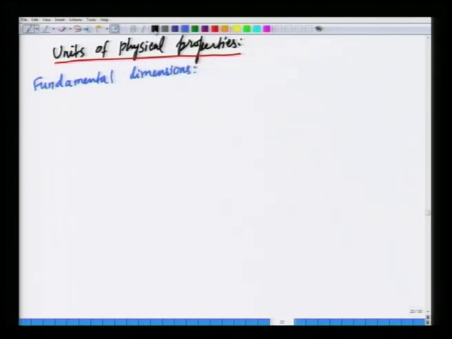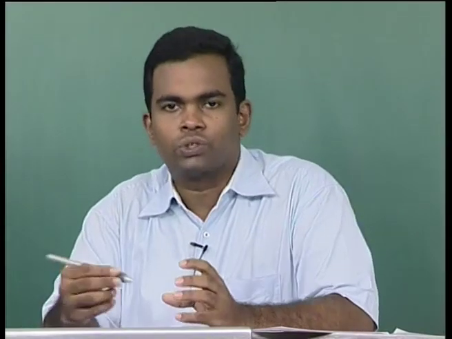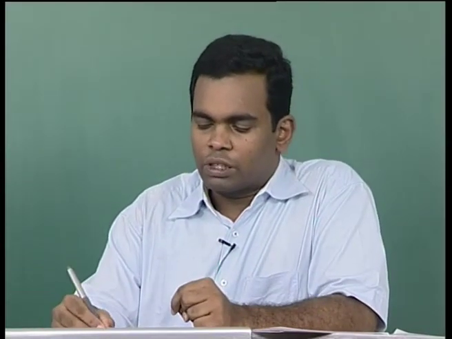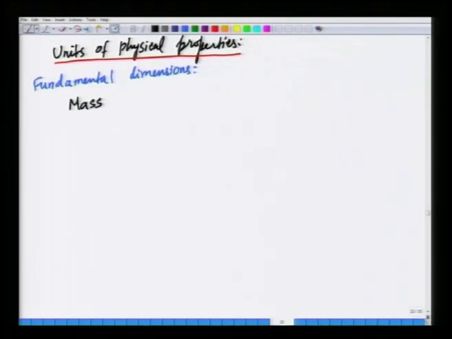Okay. Every physical property has a characteristic dimension associated with it. The fundamental dimensions are conventionally assumed to be mass, which is denoted by the letter M. The dimension of mass is denoted by M. Length, the dimension of which is denoted by L, and time, the dimension is denoted by T.